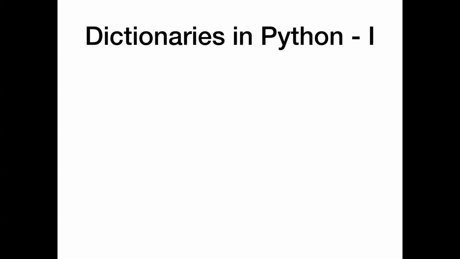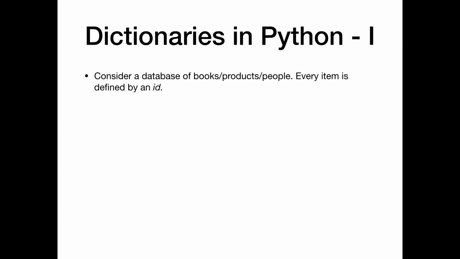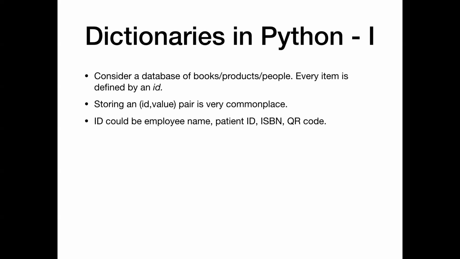Great. So that brings us to the second most important thing that we're going to see after lists, and it's called dictionaries. Let us just consider a database of books, products, people, anything. Typically, every item in a database is defined by an ID. And this ID could just be something like an employee name, a patient ID, an ISBN, QR code, whatever.